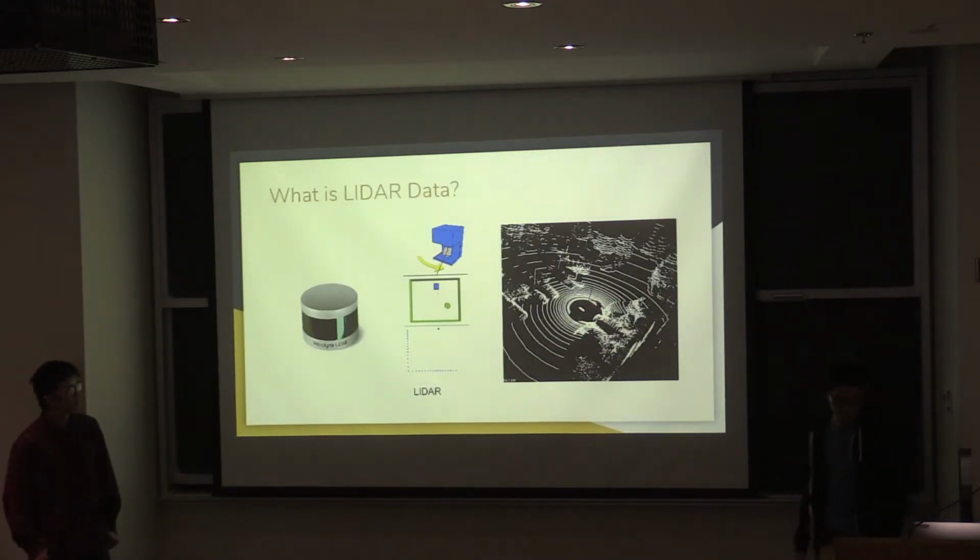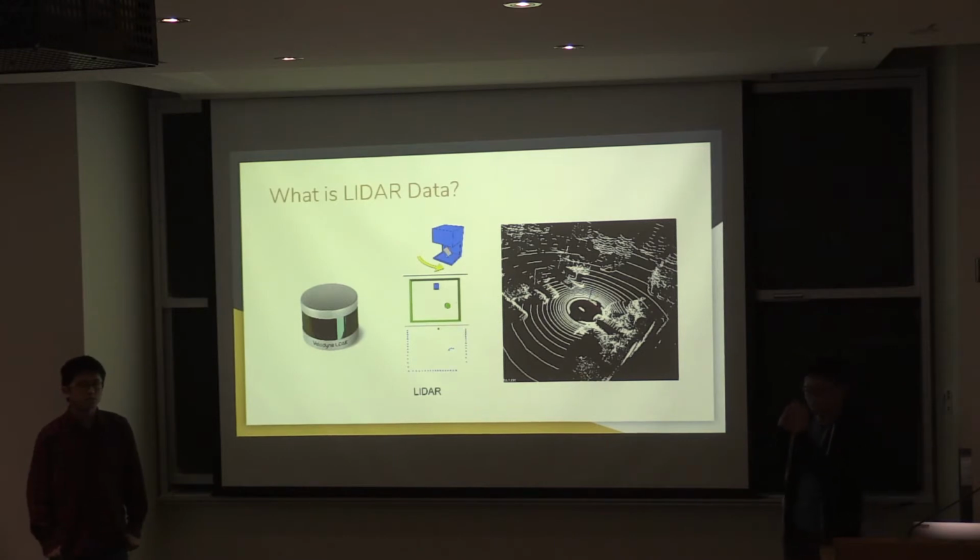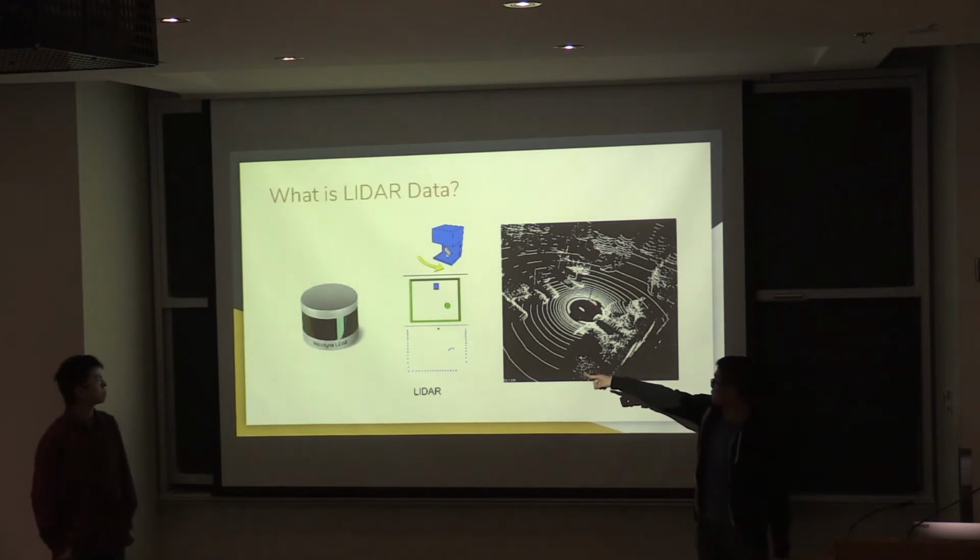So very quickly, what is LiDAR data? As you can see, it's a 3D sensor that scans the 360 degrees once. As it does, it shoots out rays and it returns reflectance values if it hits an object. So as you can see, it hits an object there and creates those LiDAR points.